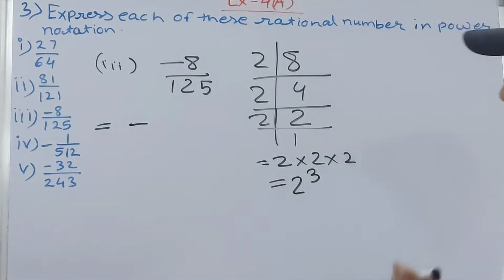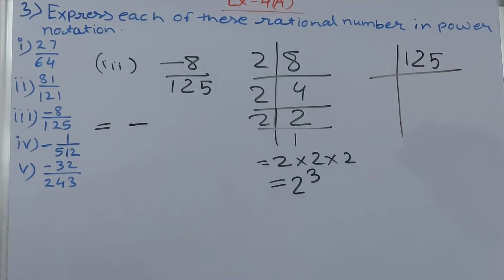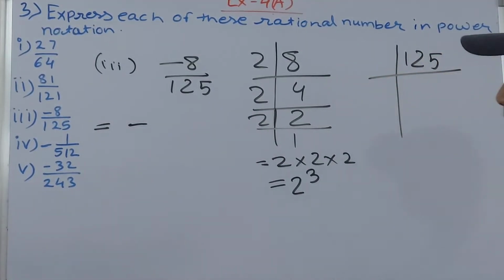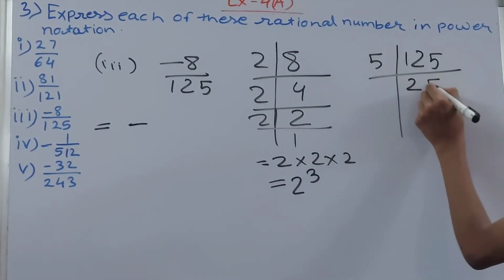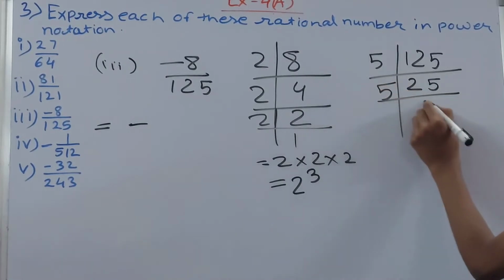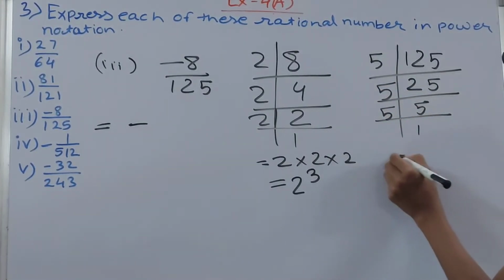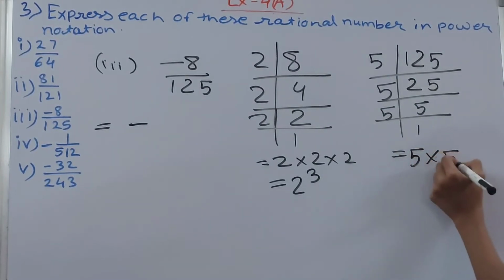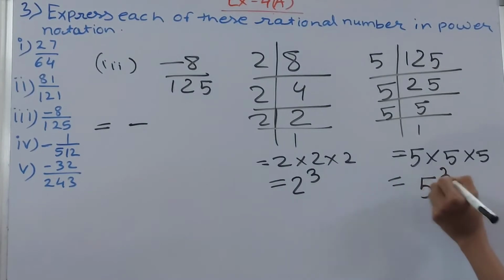Then what else we have here is 125. So by which number can we prime factorize this? By 5. So 5, 25, again 5, 5, and again 5, so 1. So here we have 5 into 5 into 5, 3 times, so this can be written as 5 to the power 3 as well.